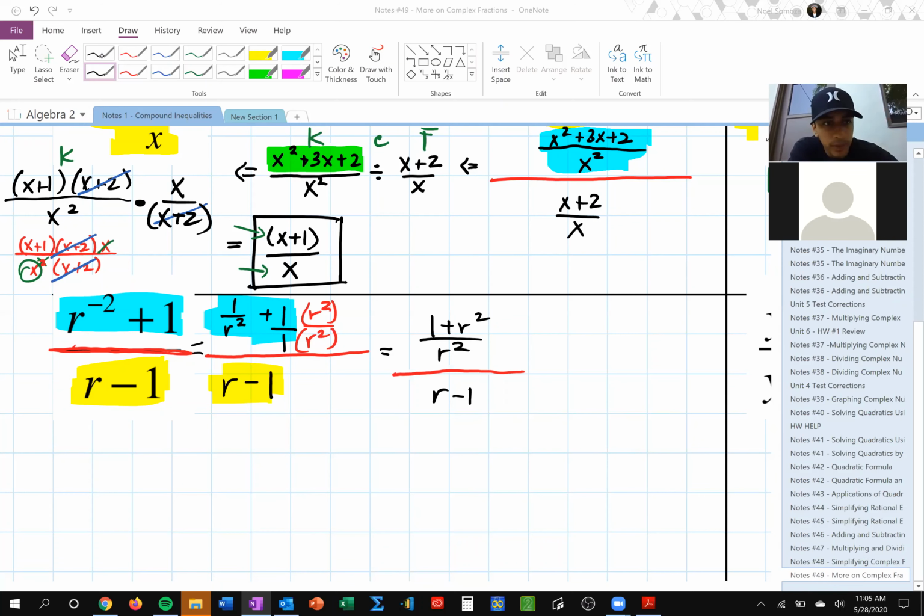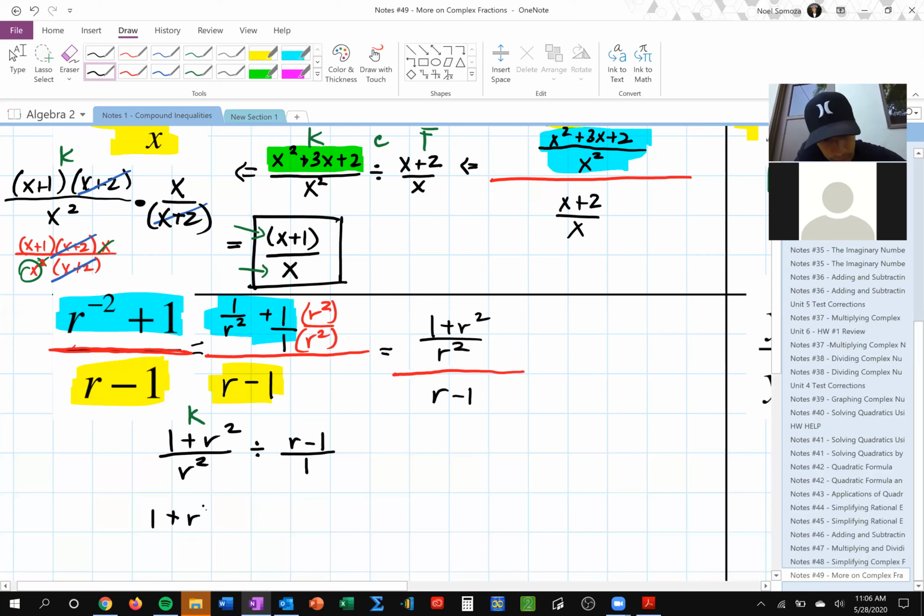Okay, so now this becomes familiar. We just go ahead and rewrite this as 1 plus r squared over r squared divided by r minus 1. Right, since we're dividing by r minus 1 and this expression does not have a denominator, we can go ahead and put all of it underneath it. Or we can put a 1 underneath all of it. Okay, so that when we do the keep change flip, we have something to flip. Okay, so now we keep 1 plus r squared over r squared. Then we change that division to a multiplication. And then we flip this to 1 over r minus 1. And I'm going to put some parentheses around it. All right.